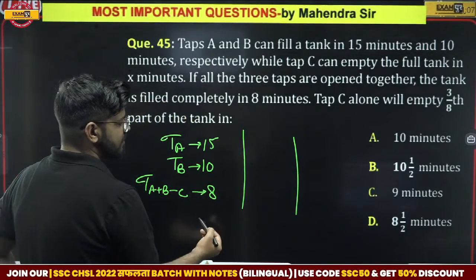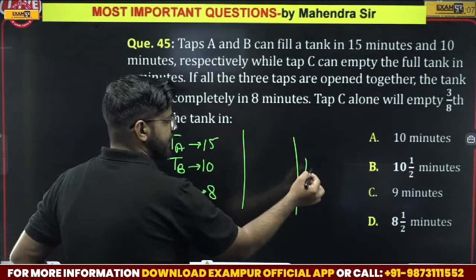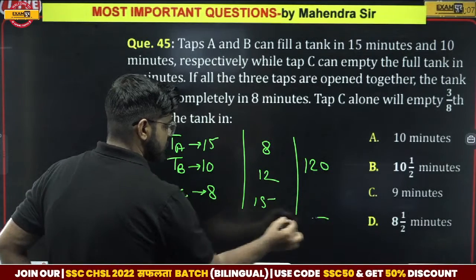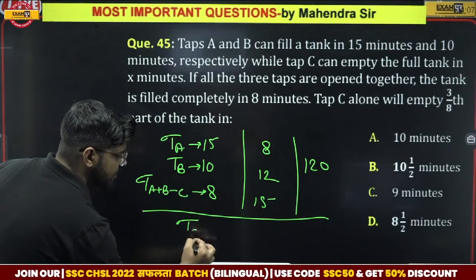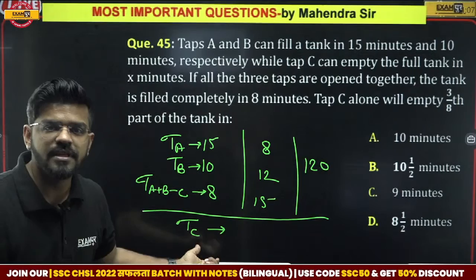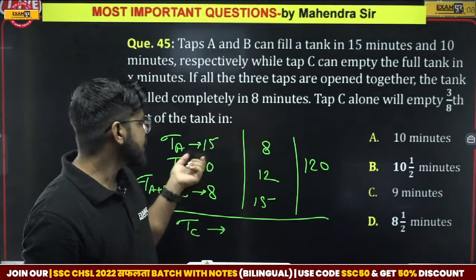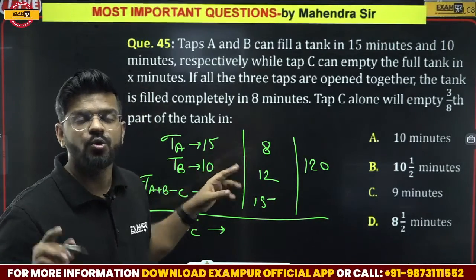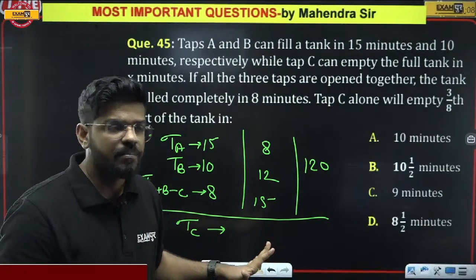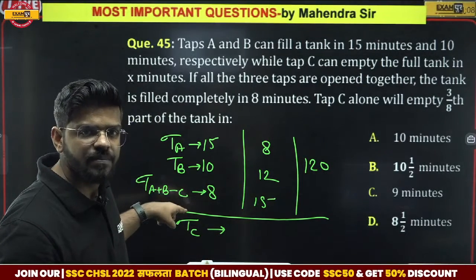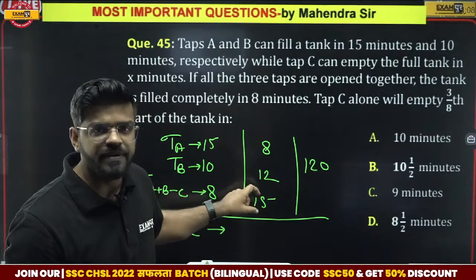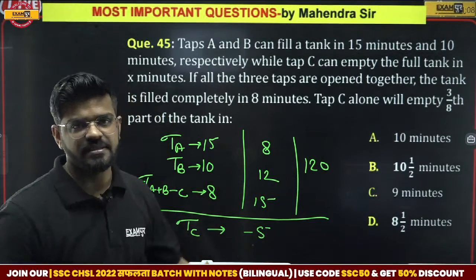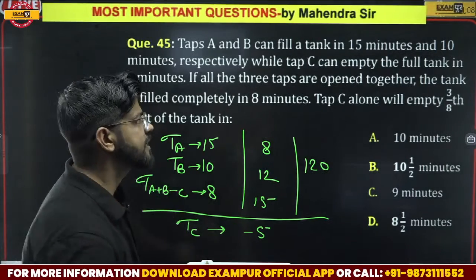Now take the LCM for that. What is the LCM? 120. 8 times 15, 15 times 8, 12 times 10. Now here we can derive the time period for C, for the leak. Together A and B can fill 20 liters of water per minute. But due to the leak or the outlet pipe, now they are filling only 15 liters. Why? Because C is draining out 5 liters.